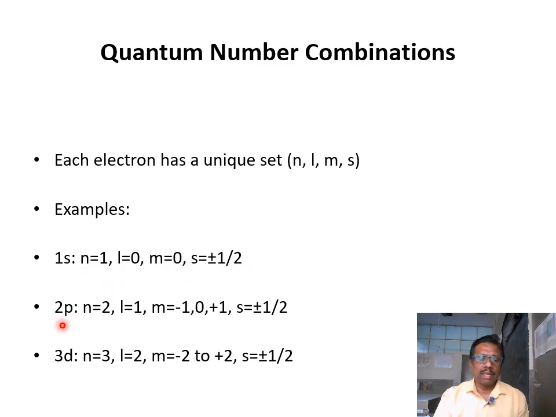Similarly, for 2p electron, n is equal to 2, l is equal to 1, m is equal to minus 1, 0, plus 1, s is equal to plus or minus half. 3d electron: n is equal to 3, l is equal to 2, m is equal to minus 2 to plus 2, s is equal to plus or minus half.